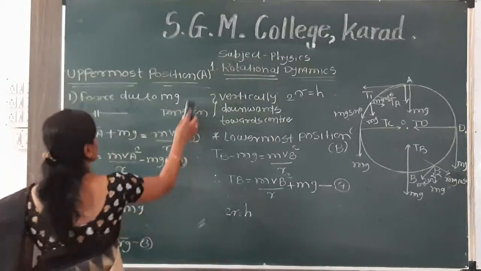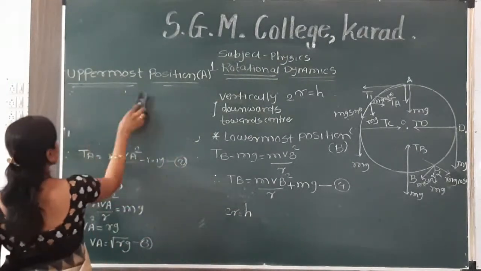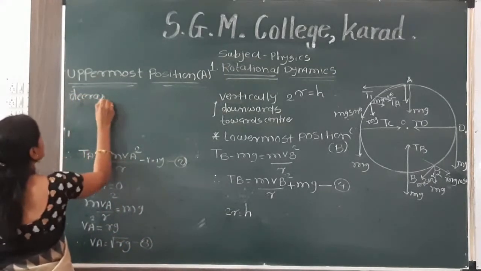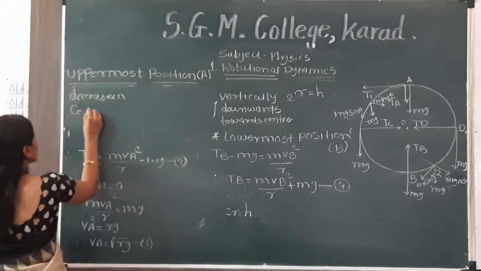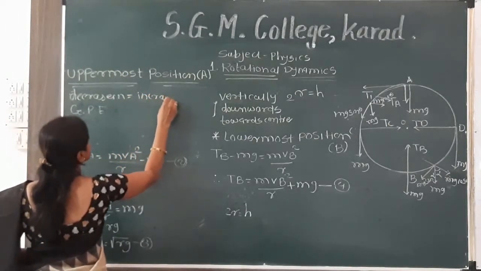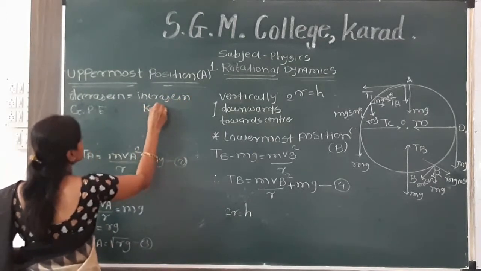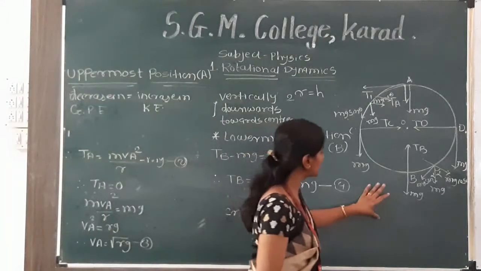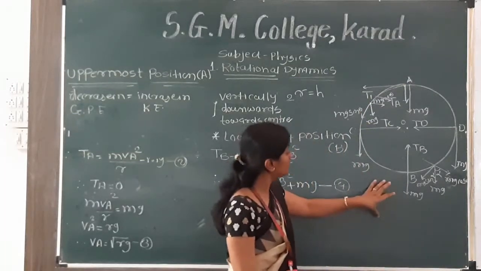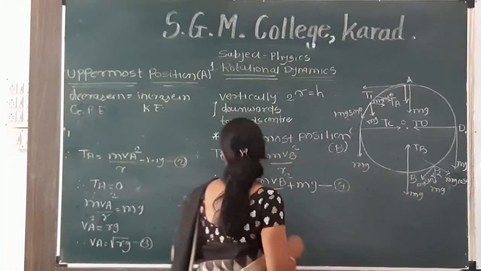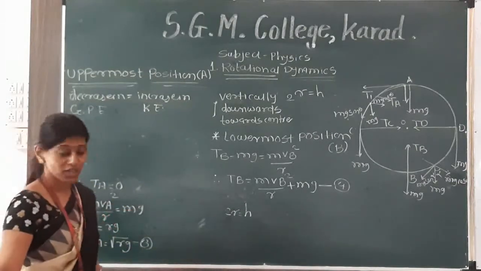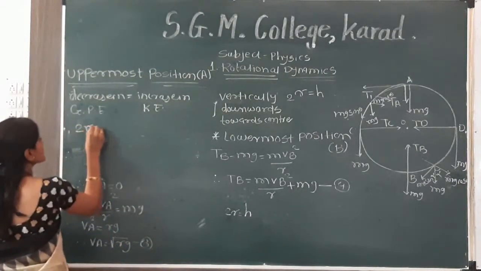So putting these values, I just want to write the equation here. Decrease in gravitational potential energy is equal to increase in kinetic energy. Here, the decrease in gravitational potential energy from position A to B, from top to bottom, and at that time there is an increase in the kinetic energy from point A to B. So here we know that gravitational potential energy is mgh, but instead of h we write 2r. So here we get 2mgr.